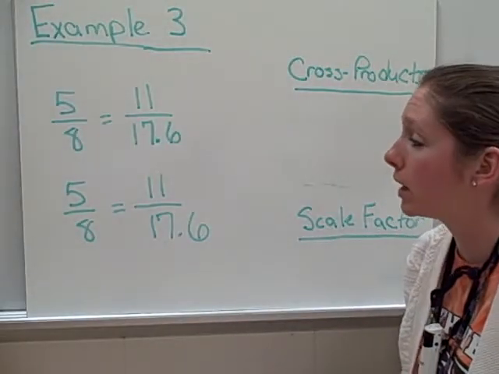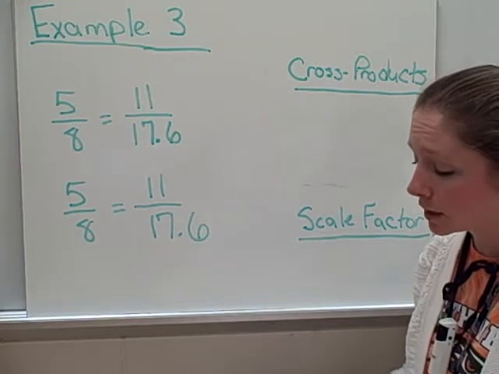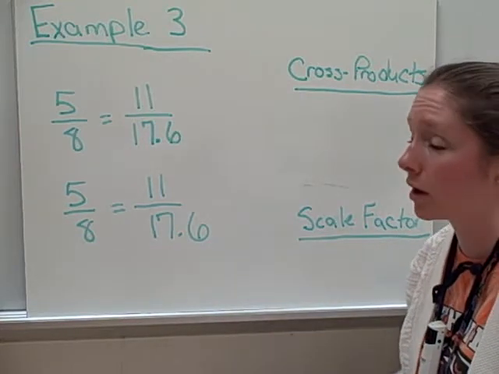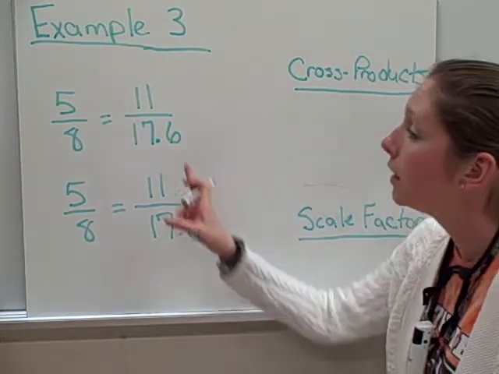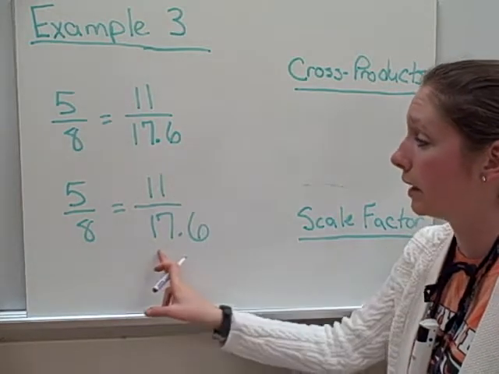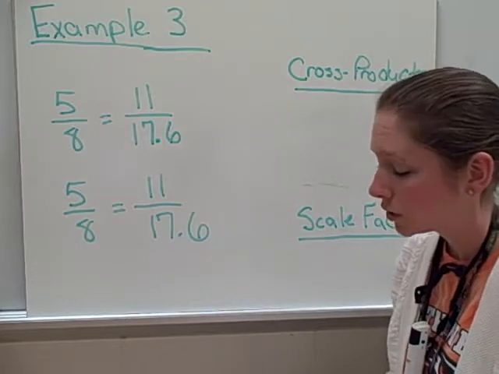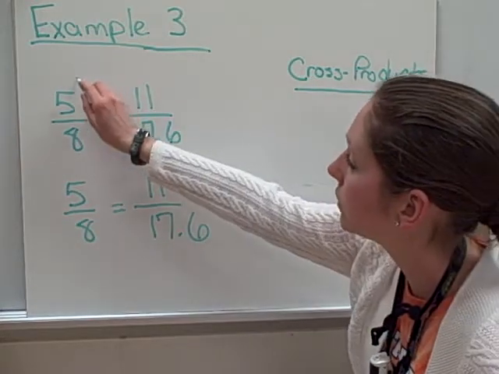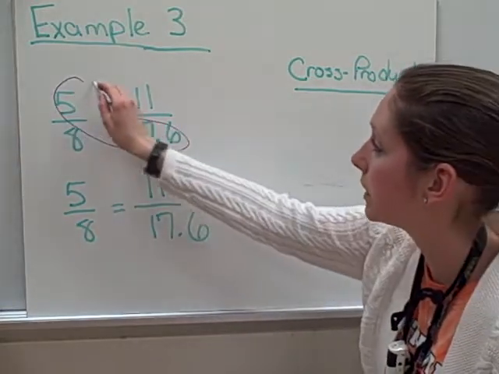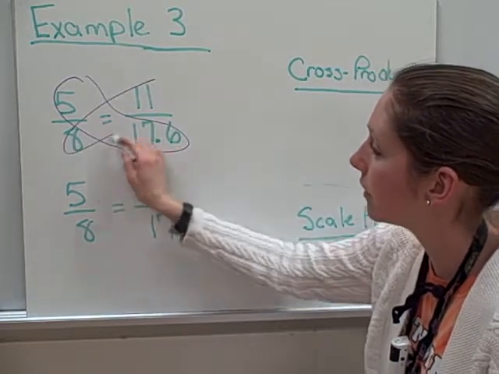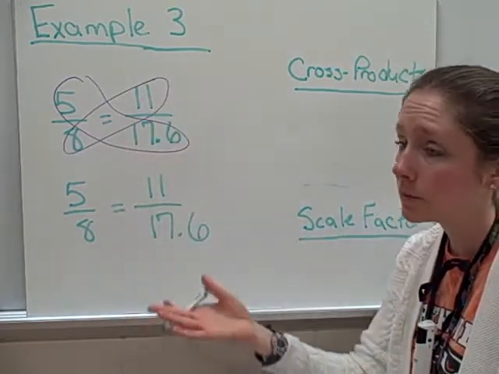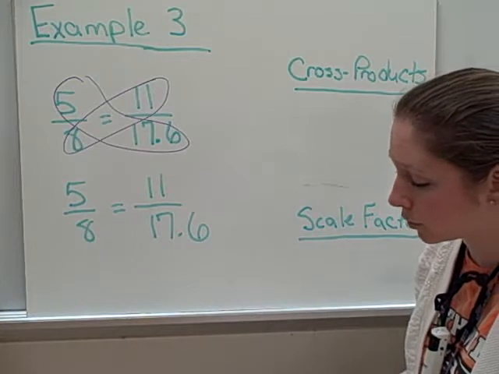Okay, one more example, guys, and this one is a little bit tougher because you're going to see that the numbers are not all pretty. They're not integers. We've got 17.6, which makes it a little more tricky. We're going to do it the same way, though. So cross products, if I do 5 times 17.6 and 8 times 11, I should get the same number either way if it is a true proportion.